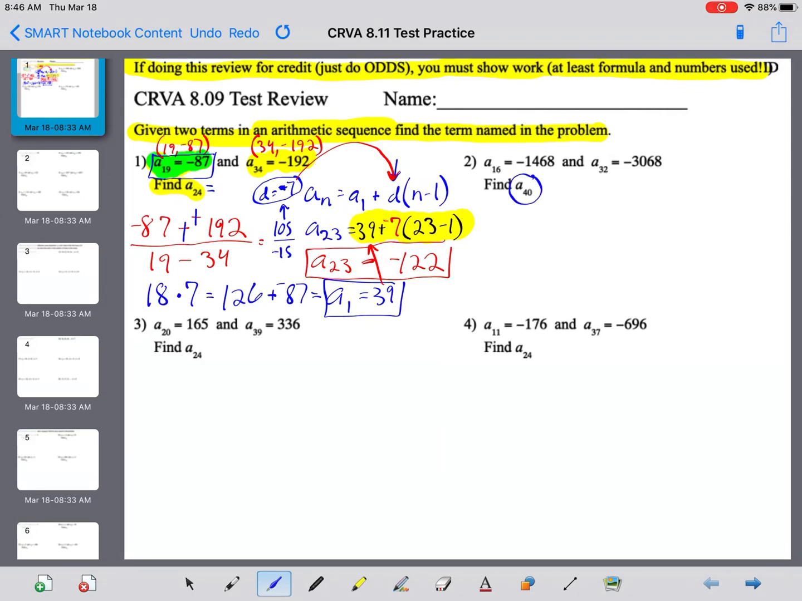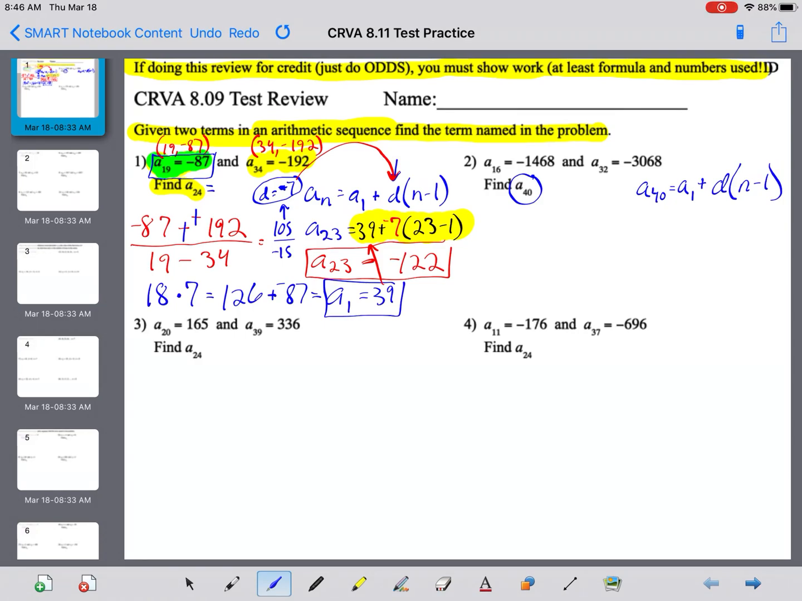So we want to know the amount of the 40th term. We need to know the value of the first term plus the difference times the next 39 terms. So the number of terms minus 1. That's where I got 39 from.